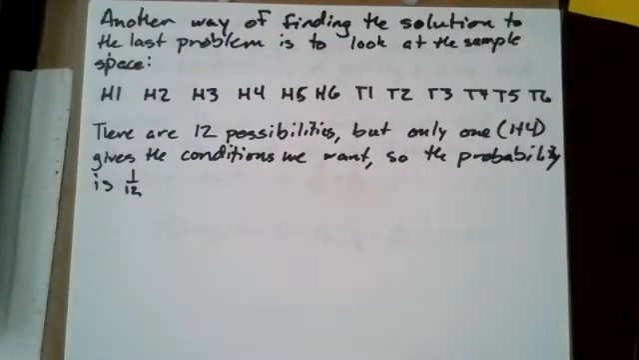Another way of finding the solution to the last problem is to look at the sample space. Here we have heads 1, heads 2, heads 3, heads 4, heads 5, heads 6, tails 1, tails 2, tails 3, tails 4, tails 5, tails 6. There are 12 possibilities, but only one, H4, gives the conditions we want. So the probability is 1/12.